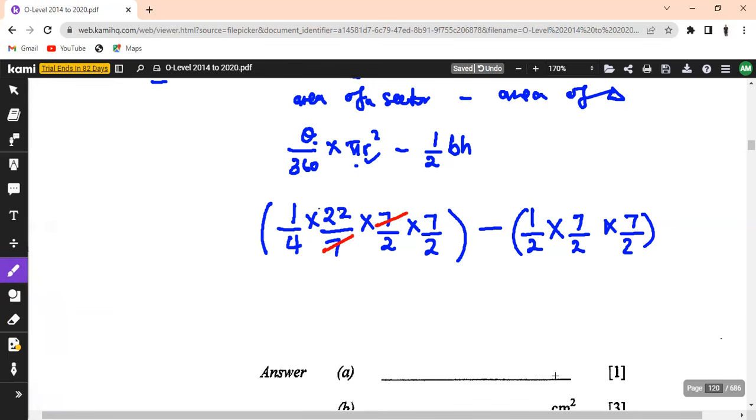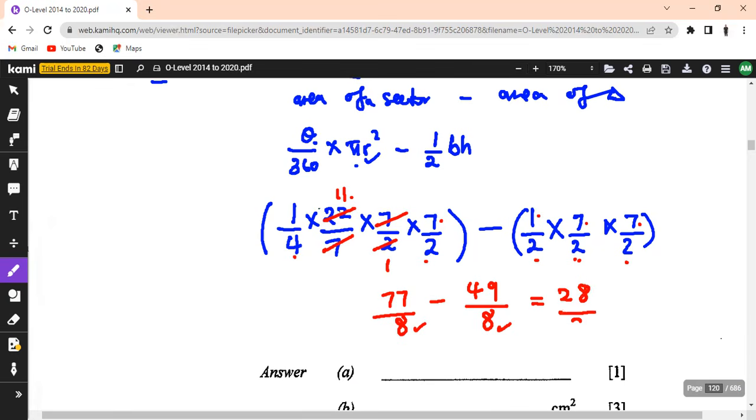So the 7 and the 7 can cancel. 2 here, which is 1, 2 here, that is 11. So I think that's it, we are done. So you can multiply 11 times 7, which is 77, over 4 times 2, which is 8, minus 1 times 7 times 7, which is 49, over 2 times 2, that is 4, 4 times 2, which is 8. So as we can see, the denominators are the same. We can simply subtract our numerators, that's 77 minus 49, which is going to give us 28, over 8.